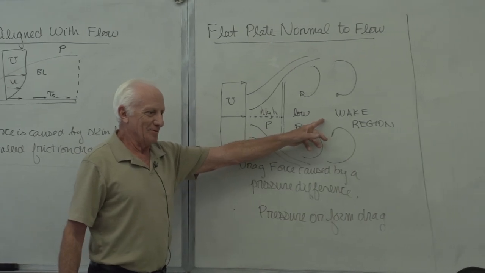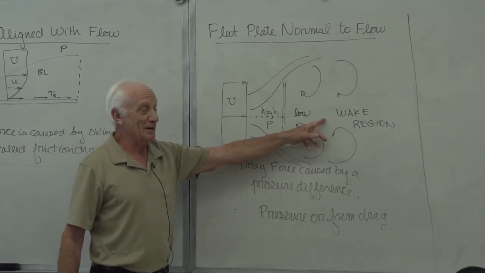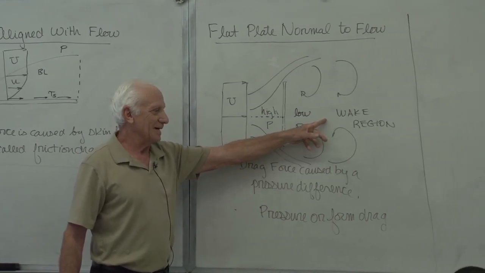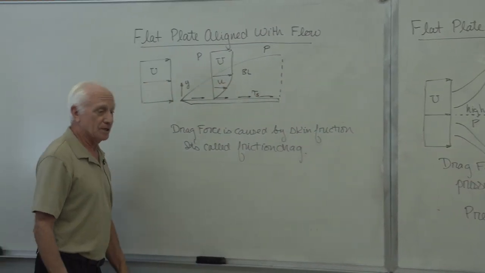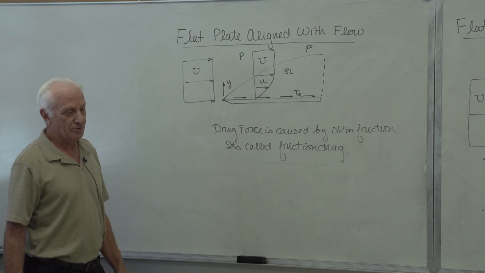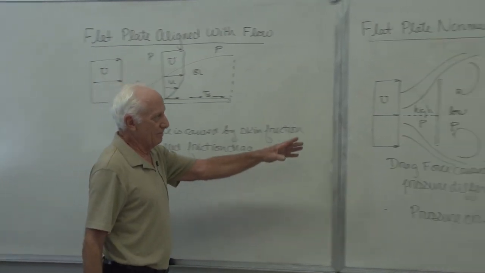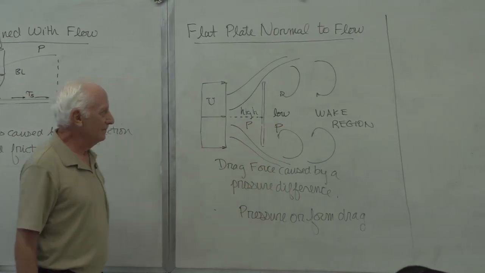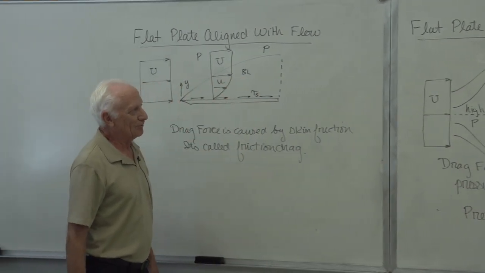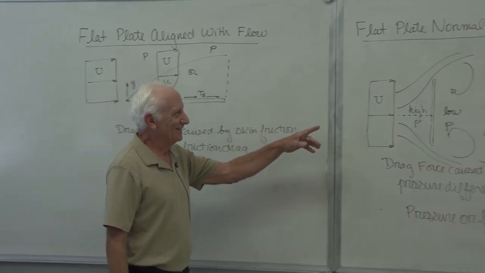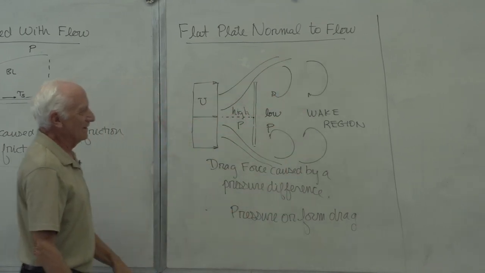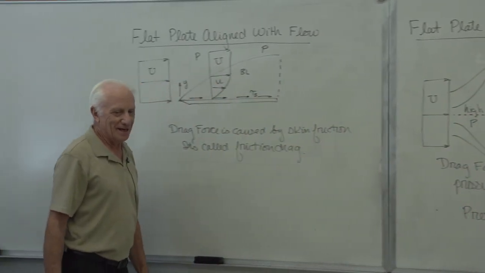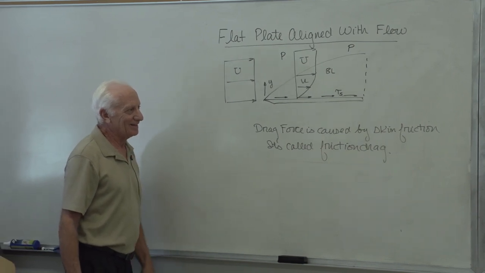That's why they aren't so efficient, streamlined, obviously. So it looks like this behind your van, or a bus, or whatever it is. A tractor trailer truck, same thing. There's a region back here. Some people try and add things to the back of your car to make the wake region smaller, okay?